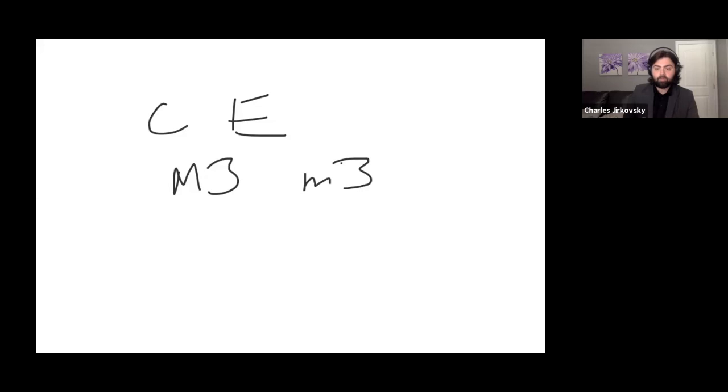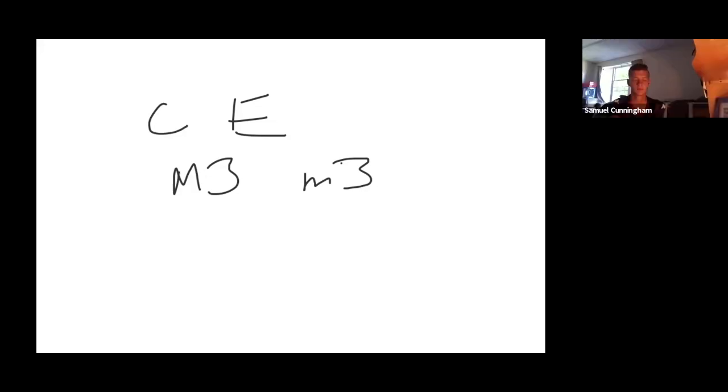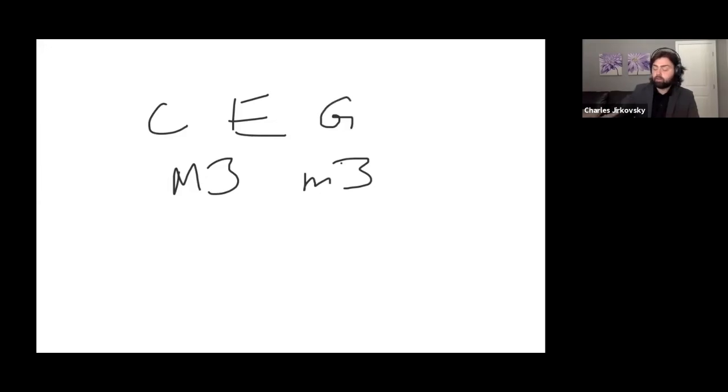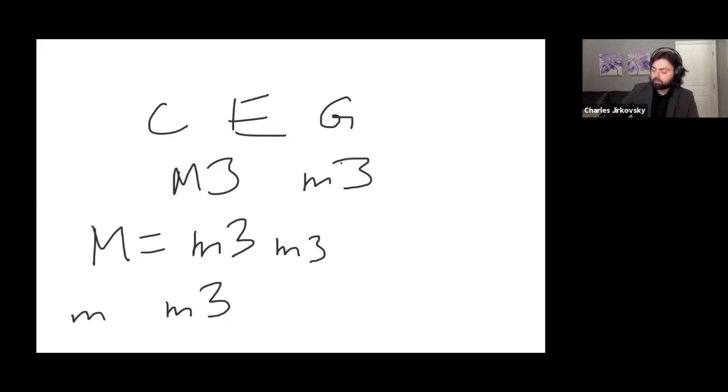So using one of those two methods, either the third note of an E minor scale or 3 half steps higher than E, G. So that gives us a C major chord. So you can see a major triad is a major third stacked on top of a minor third. A minor triad is a minor third stacked on top of a major third.